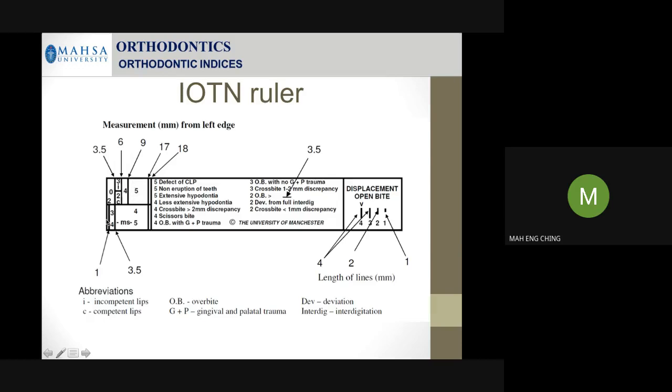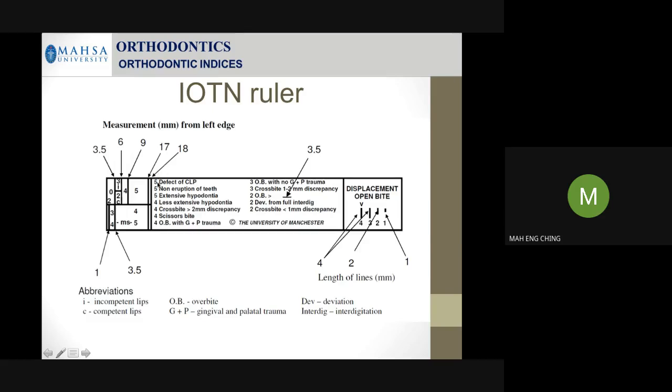If it is a reverse overjet, then -1 to -3.5, it can be 3 or 4, depending on whether they have mastication or speech problems. If there is a speech problem, then you upgrade by 1. We're going to talk about it later.